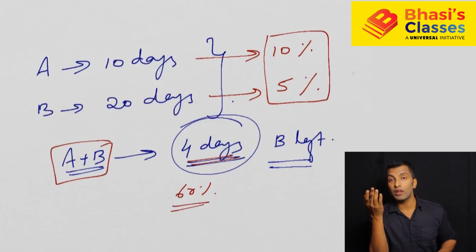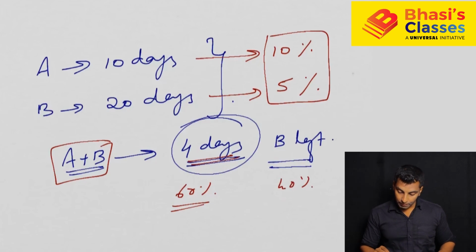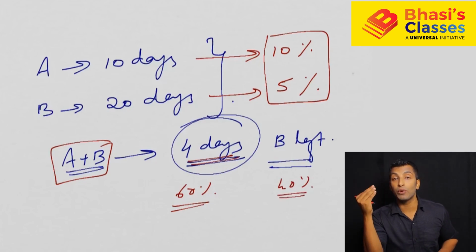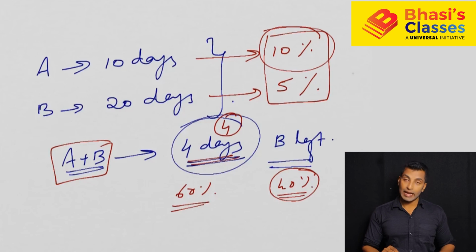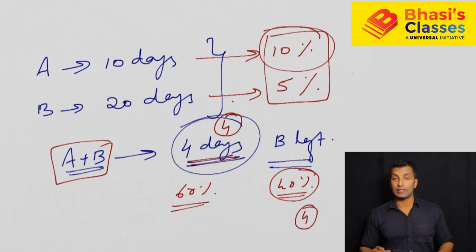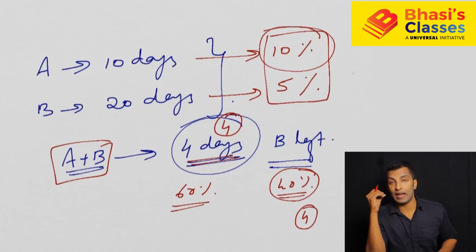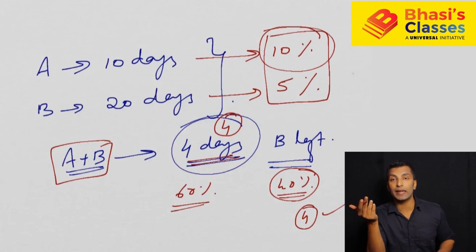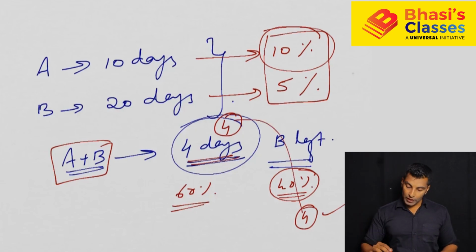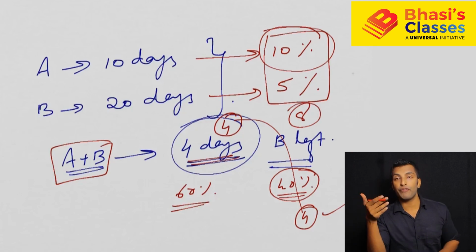Now how much is left out? 40% of the work is left out. And this 40% has to be done by whom? A alone has to do this, and A can finish how much in one day? 10%. So to complete this 40%, how many days will A take? 4 days. So initially they together work for 4 days. Now A alone working for 4 days. So the question can be anything. They will ask you how many days A alone worked. Then the answer is this 4. Or they will ask you how many days it took to complete the work. Then the answer will be 4 plus 4, 8. I hope this is clear for all of you.